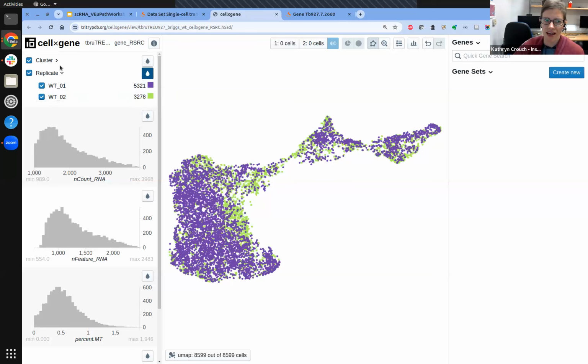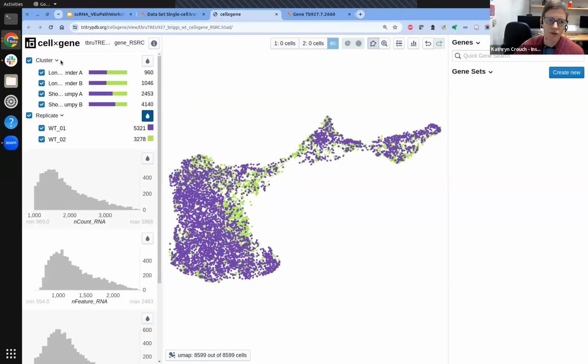The other thing we have is experimentally derived metadata. And in this experiment, that's this cluster over here. The metadata that's present here will depend on what the authors did when they analyzed this data set. So in this case, the authors have done some clustering on this data. And they have derived 4 clusters.